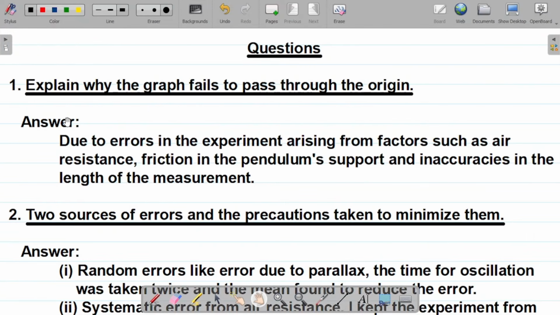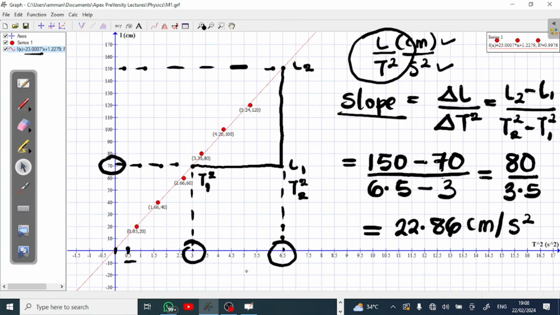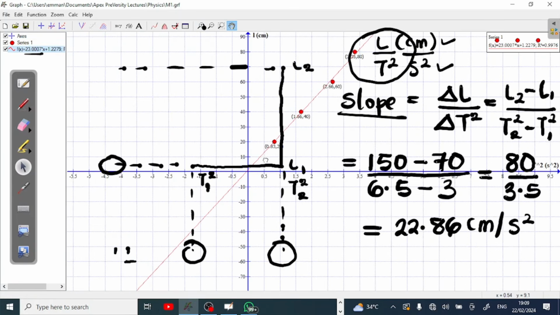Solution to the questions. The first one said we should explain why the graph fails to pass through the origin. Let's confirm that the graph does not pass through the origin. Look at this. Does the graph pass through the origin? From here, you can see that it cuts the y-axis, that's the l-axis, at 1.2274. This value here. That means it doesn't pass through the origin. But then let's see if we can zoom in.